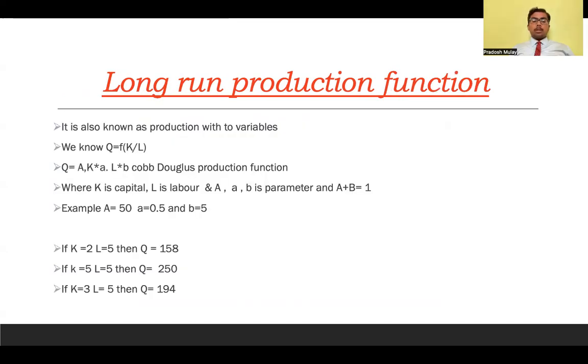The long run production function is known as production with two variables. We know Q = f(K, L). So Q = A K^a L^b, the Cobb-Douglas production function, where K is capital, L is labor, and a and b are parameters with a + b = 1. For example, A is equal to 50, a is 0.5 and b is 0.5. If K is 2 and L is 5, then Q is 155. If K is 5 and L is 5, then Q is 250. And if K is 3 and L is 5, then Q is 194.